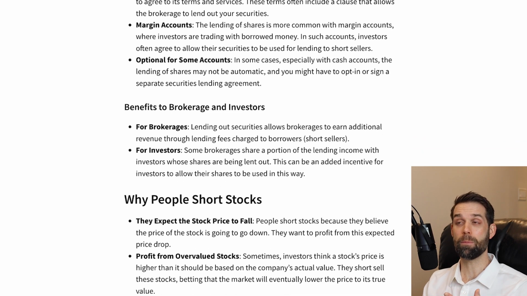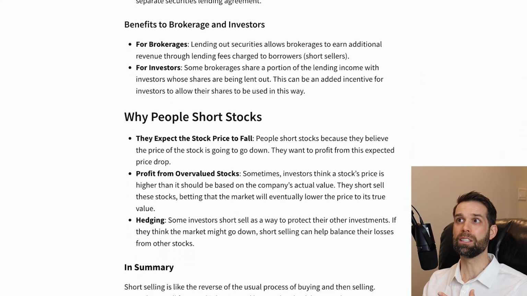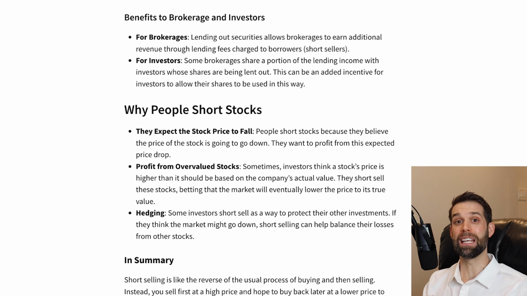And there are some benefits as well, because not only is the brokerage going to earn interest or fees through people who are short selling stocks because they're borrowing them, you as someone who actually ends up lending out your shares through your brokerage may actually receive some funds as well. So if you own a lot of stock and your brokerage lends out your shares to someone who wants to short them or open a short position, then you potentially might earn some money as well.